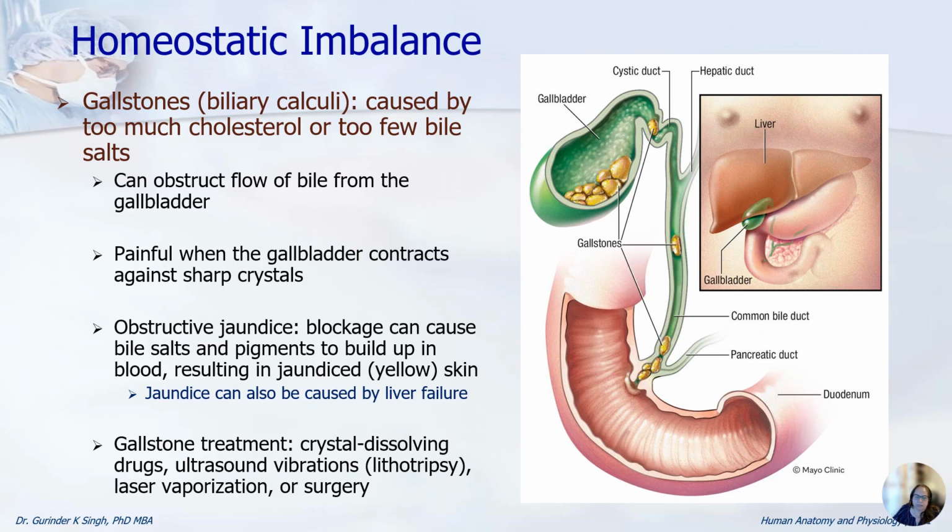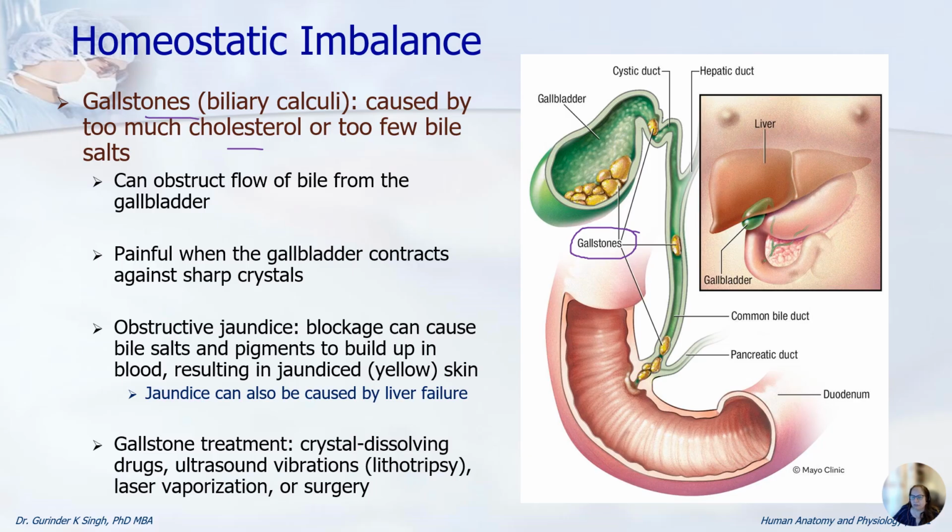Another homeostatic imbalance which is very common is that of gallstones, or what we call biliary calculi. This happens if you have too much thick bile, with lots and lots of cholesterol and very few bile salts in it. So these stones can be formed, and they can actually obstruct the cystic duct.